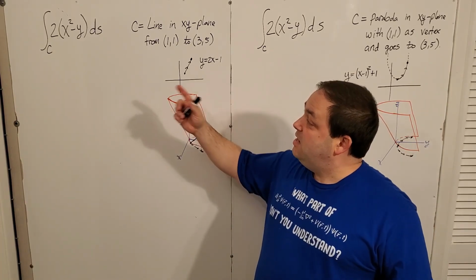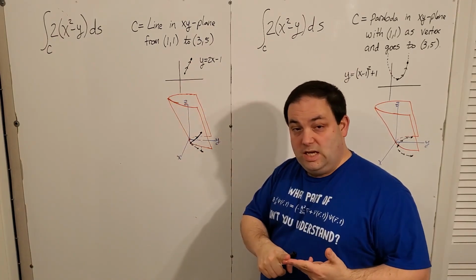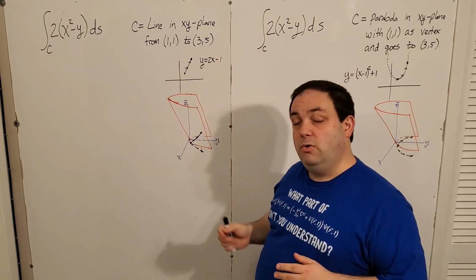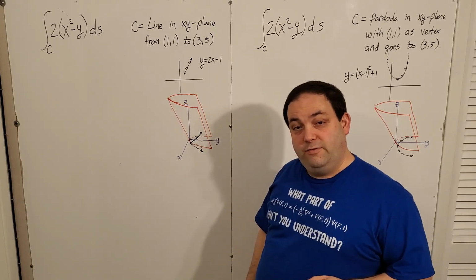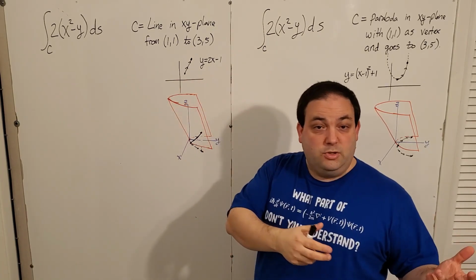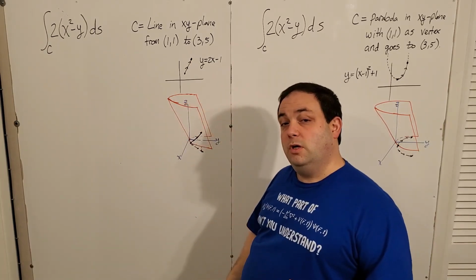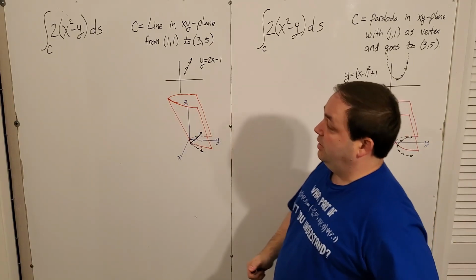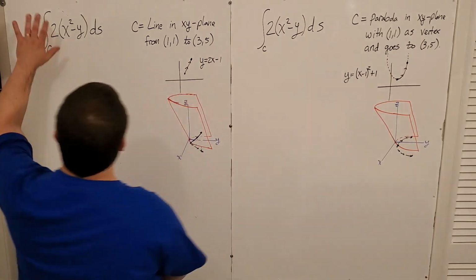And you're going to see that even though it's the same beginning and ending point, and it's the same function, we're actually going to get different values for this one. Sometimes you might get the same value, but these two are going to be different. Okay, so let's take a look.